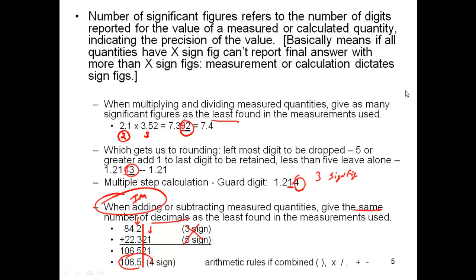Now what happens if you do multi-step calculations and you have to involve both rules? Well, you basically follow arithmetic rules. You do things in parentheses first. So if you have addition or subtraction in parentheses, you handle that rule. Then the next step, if you multiply something, you use that rule. Multiplication and division rules come next, and addition and subtraction will be last. So you follow the order of operations for arithmetic to decide what rule to follow to determine your significant figures.